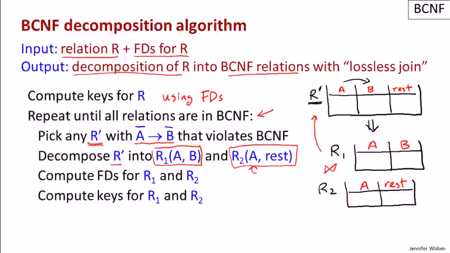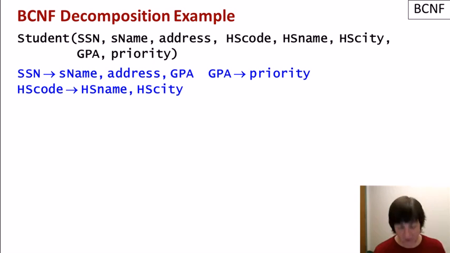Basically the join of these two relations is guaranteed to give us back what we had originally. Now, the remaining two lines of the algorithm compute, after the decomposition, the set of functional dependencies for the decomposed relations and then the keys for those. I'm going to come back to this particular line here after doing an example.